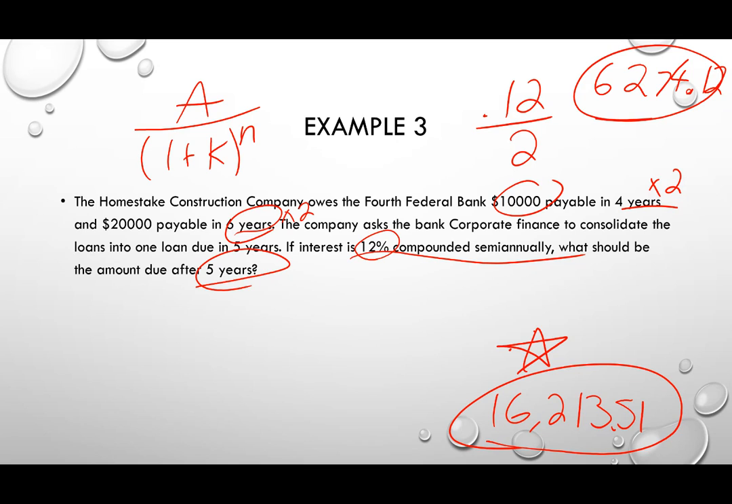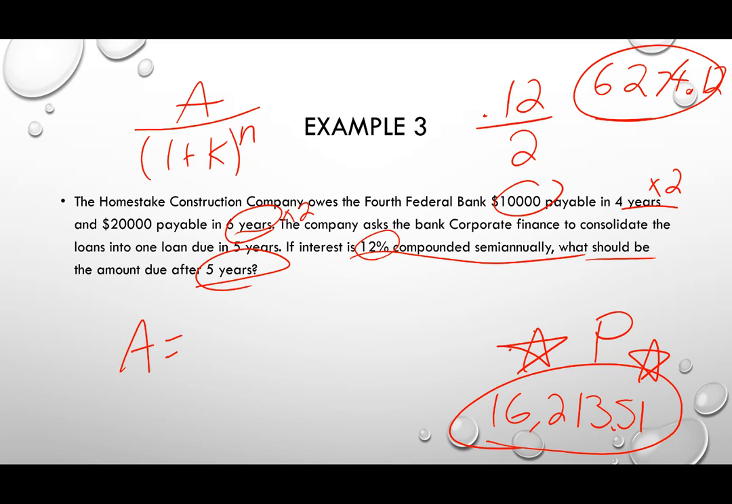So this is going to be, now we have the present value. Now we're actually going to find the future value that we'll have to pay out. Because it does say at the very end of this problem, what should be the amount due after 5 years? So it's asking for the future value. But we used present value to get there.